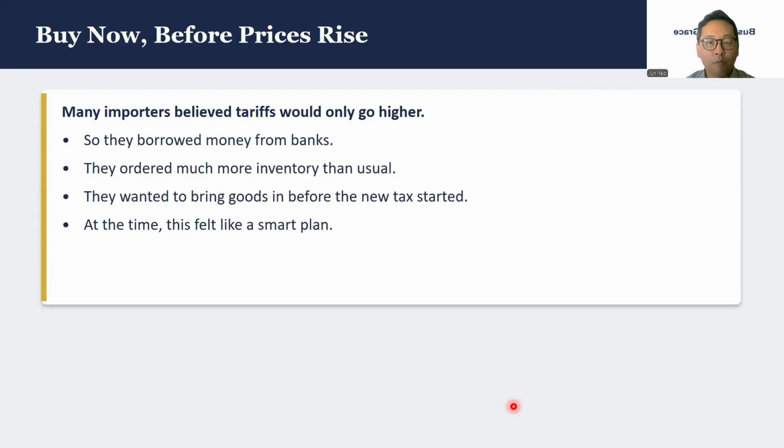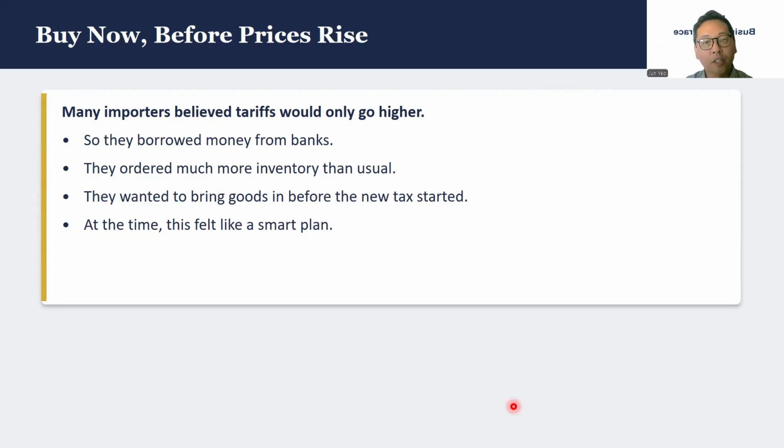So they ordered much more inventory than usual. They borrowed the money and then they ordered the inventory for the next 1 year. So they can keep the inventory at this price with a lower tax, lower tariff. And then even though the tariff goes up in the future, they can hedge that. That was their plan, like most small businesses.